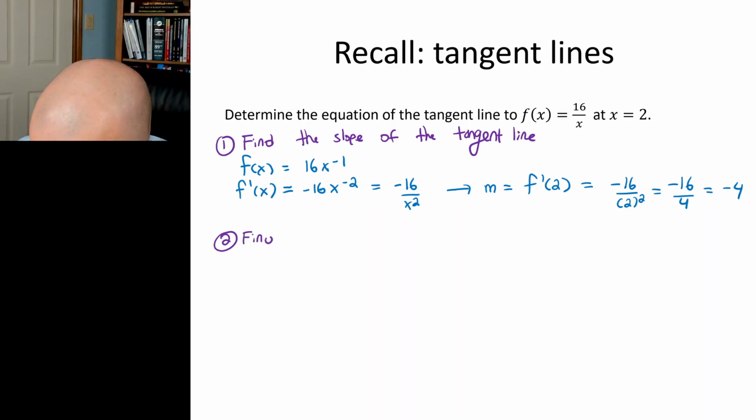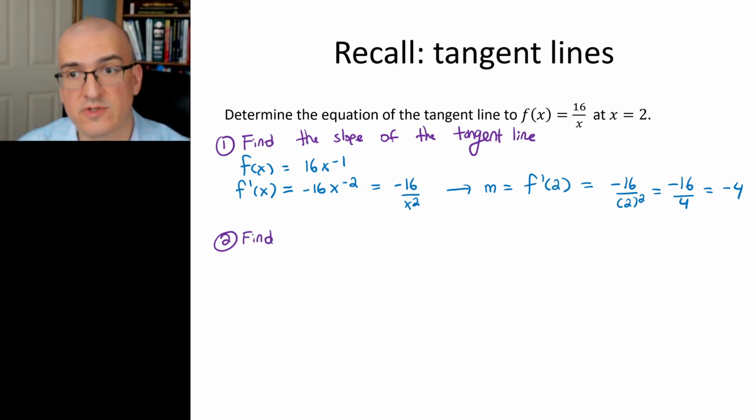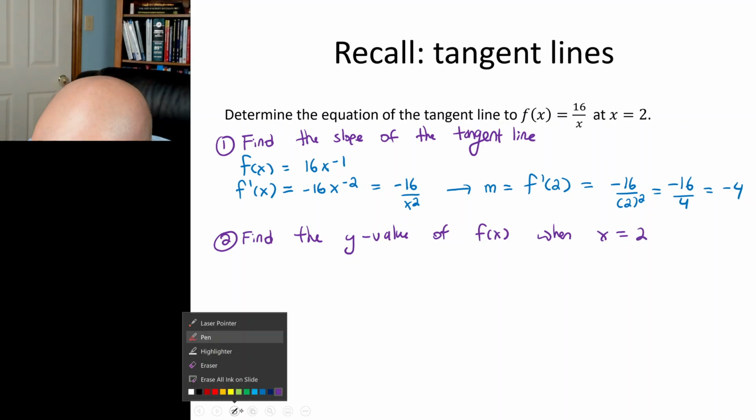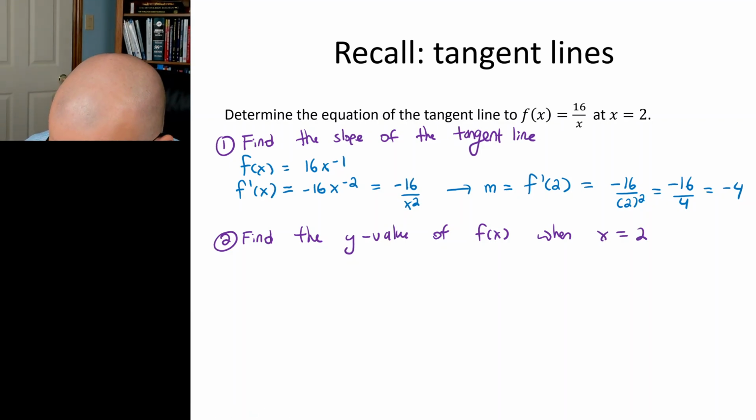Step 2. We can do step 2 first. I could have done this as the first step, but find the y value of f of x when x is equal to 2. So f of 2, that's how you get the y value at 2, is 16 over 2, which is 8.